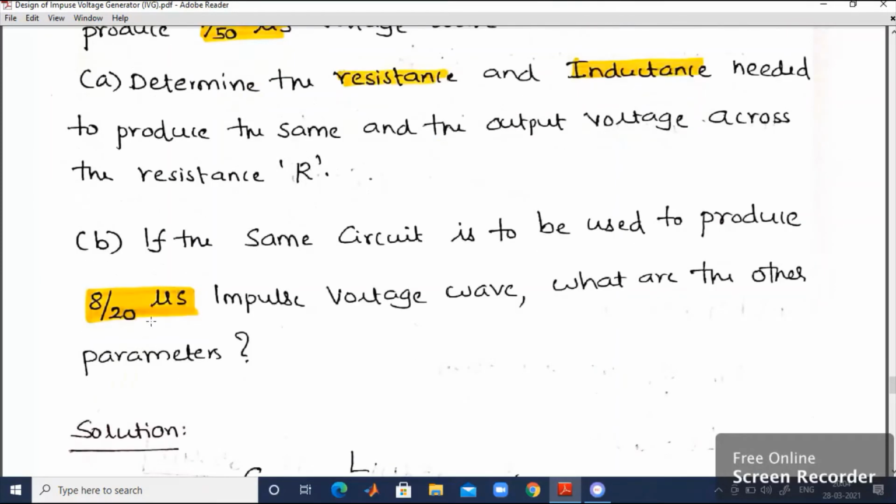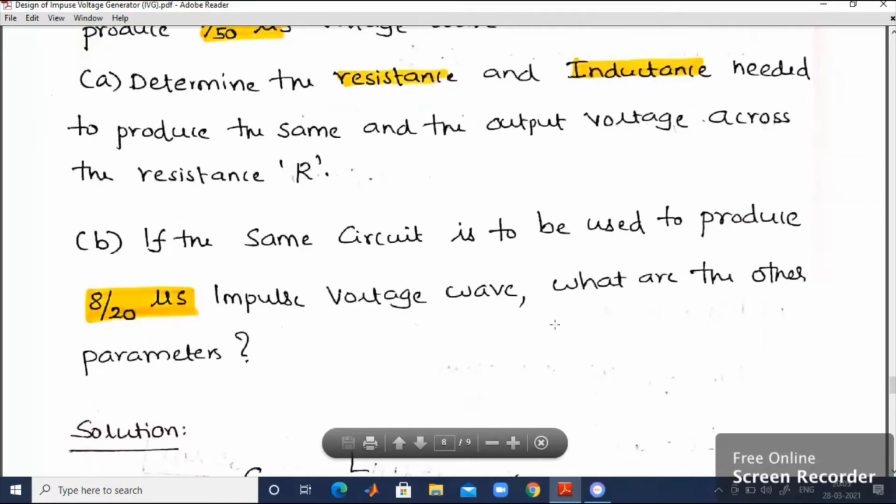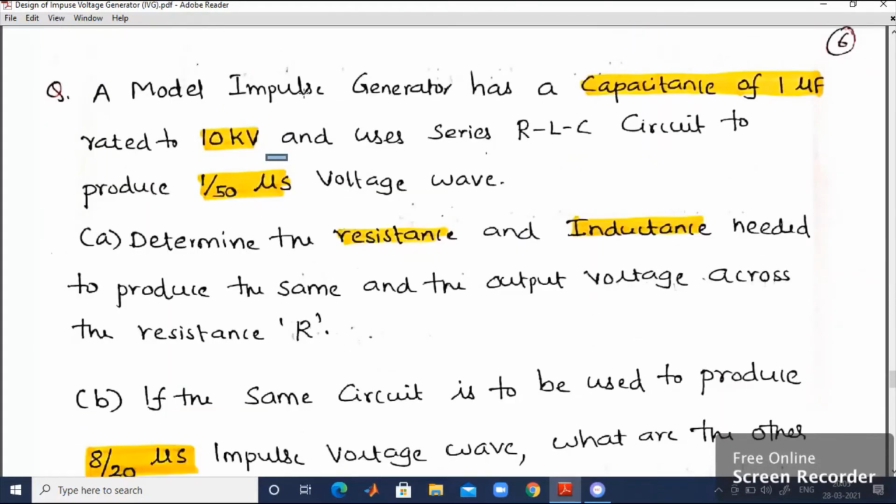The second question: if the same circuit is to be used to produce another waveform like 8/20 microseconds, you must be familiar with different combinations like 1/50 microsecond, 8/20 microseconds. So if the same circuit is to be used to produce an 8/20 microsecond impulse voltage wave, what are the other parameters? You can also compute I peak, the peak value of current. So these are the things you need to calculate. For solving this design procedure, you have to refer to table 1 and table 2 effectively. Then only you can do the design of this particular example.